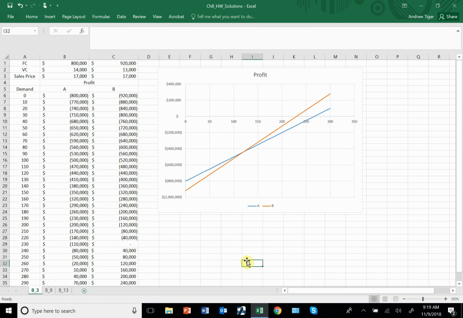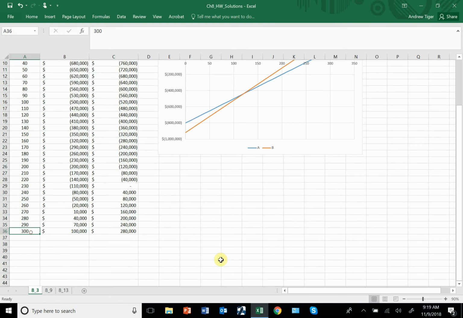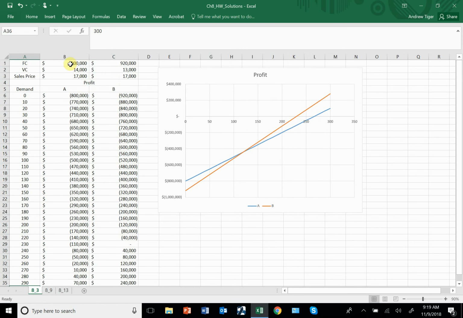So for problem 3, the given data is they tell you that we've got two locations and we need to decide which location is best and when is location A or B best. It's going to be a function of demand, of volume. So when demand is low, we may have a different decision than when demand is high. They give us the fixed cost, and you can see that location B is more expensive to get into initially. The variable cost is a little bit less, and we sell the product for $17,000.